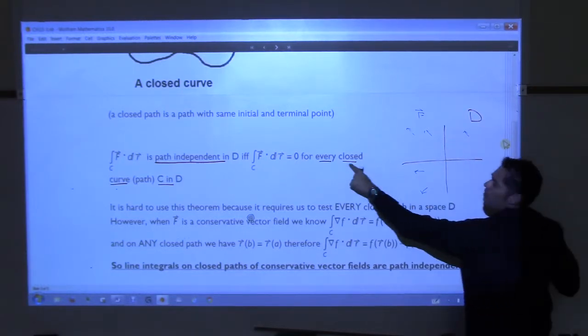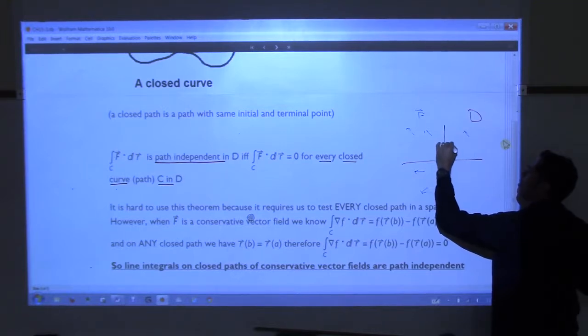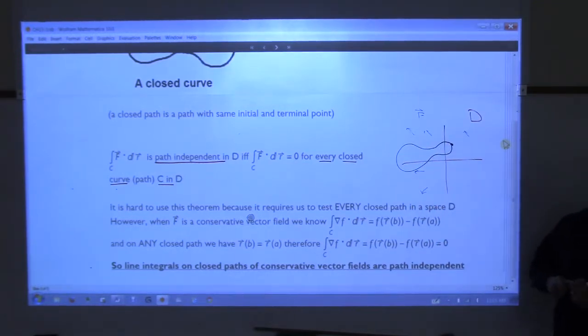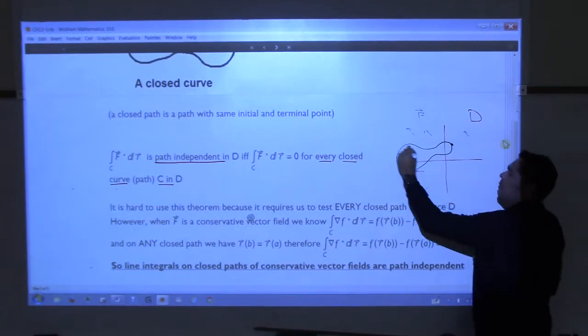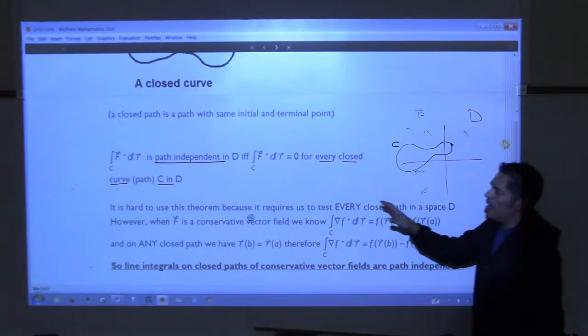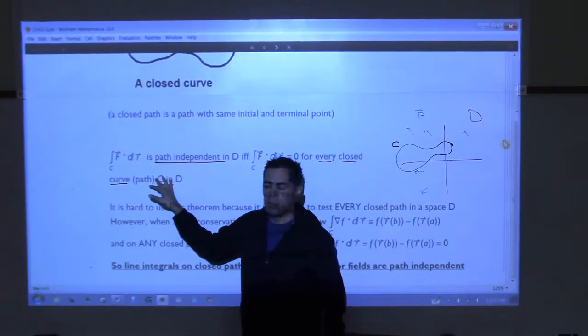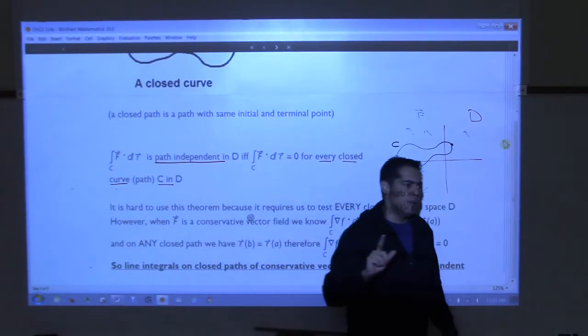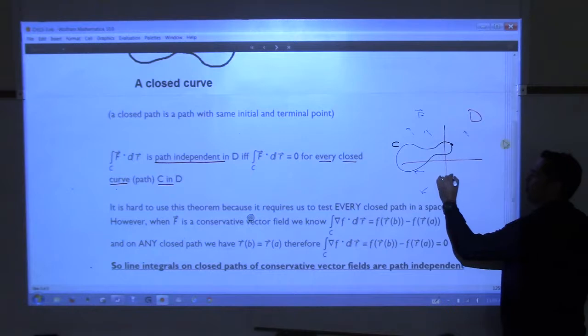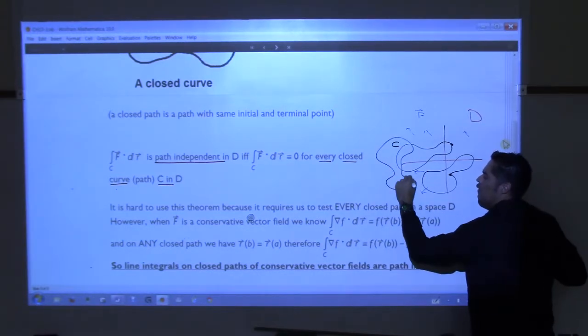And it's a closed curve, right? So I start here, I go somewhere, I come back. If I do the work integral over this curve C and get 0, can I say that this is path independent? No. What would I have to do? Every closed curve, right? That means I'd have to be able to take any closed curve I could ever come up with.